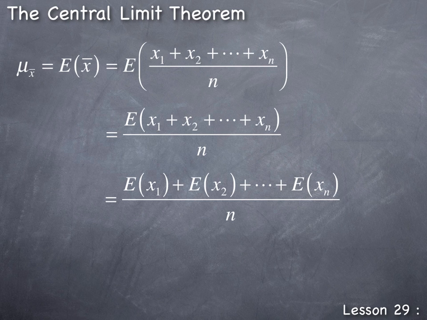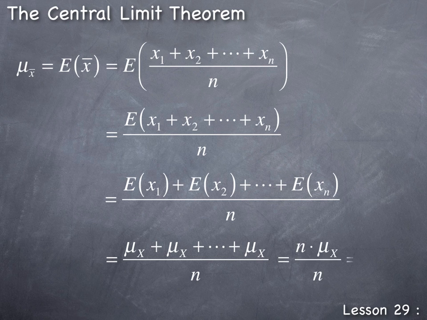So the expected value of each one of the individual data values is equal to the mean mu sub x of the population. And here, if we are adding the mean mu sub x n times, we have n times mu sub x, which is being divided by n, and n divided by n equals 1, and 1 times mu sub x equals mu sub x. Thus, we've demonstrated how mu sub x bar is equal to mu sub x.